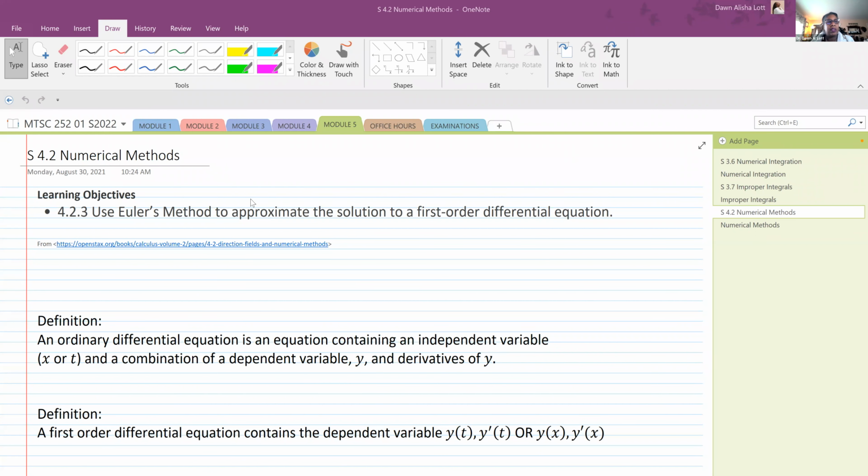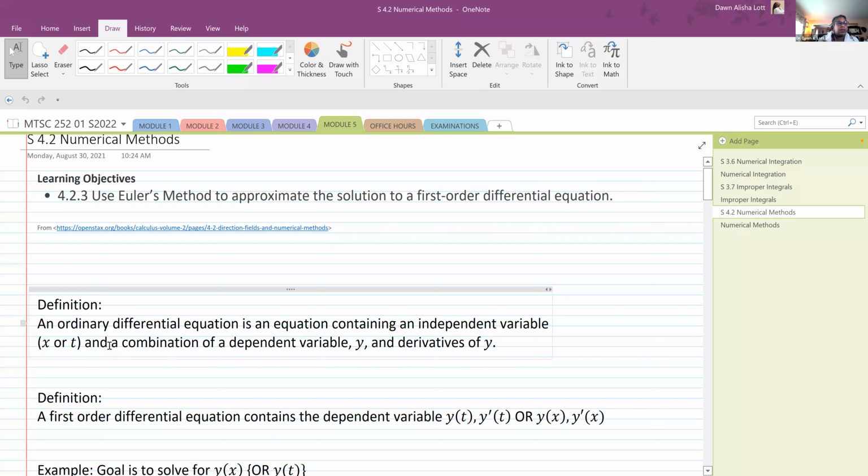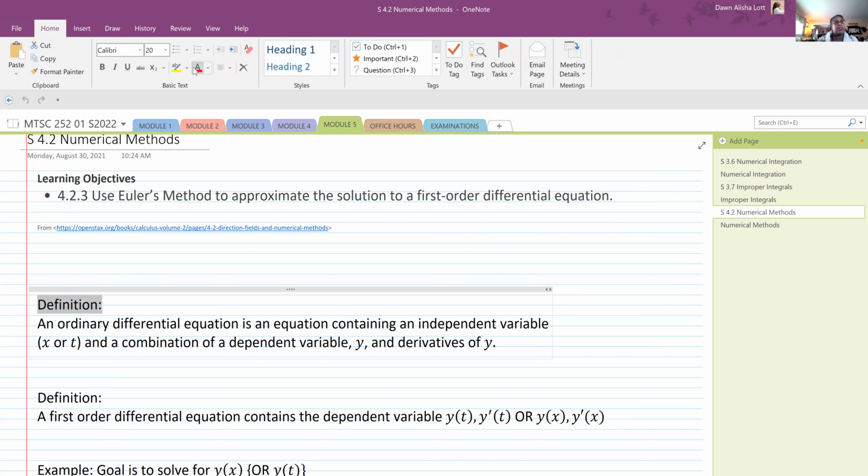Okay, so in this section, we are going to learn about Euler's method and how to solve a first order differential equation. Okay, so the first thing is the definition. What is a differential equation? We call it an ODE.